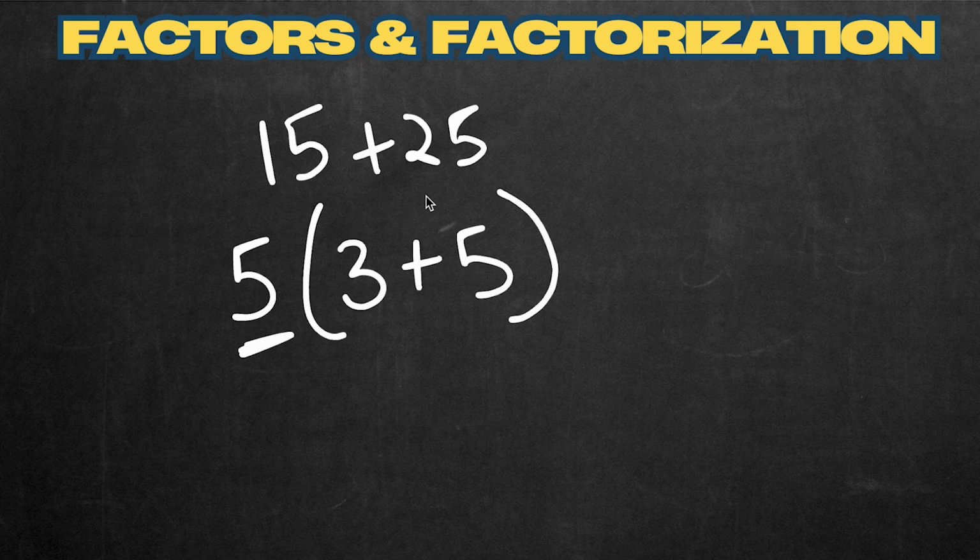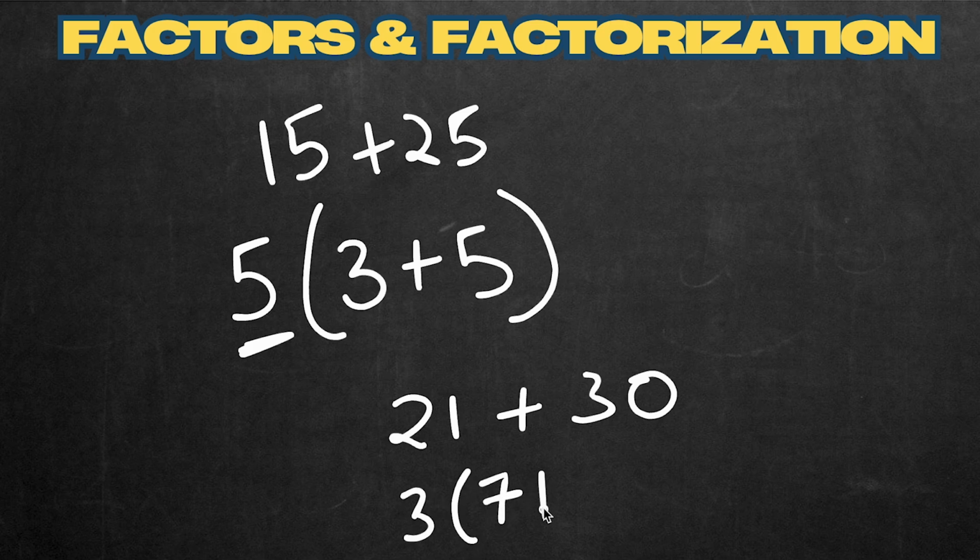Okay, so again, let's say I have a number 21 plus 30. What do you think can be common here? Now I think 3 can be common here, right? So I take 3 out, it will be 7 plus 10. Now between this 7 and 10 there is nothing else common, right? And how we use it, as I said, I will discuss it later.